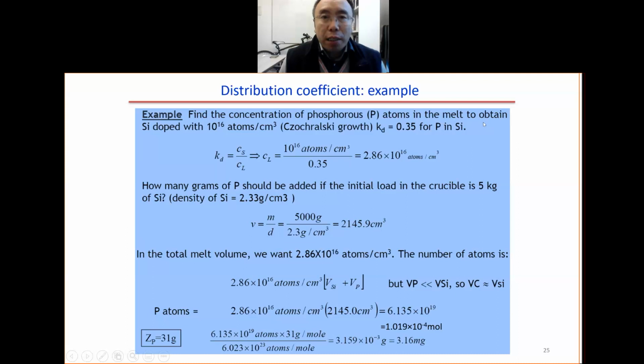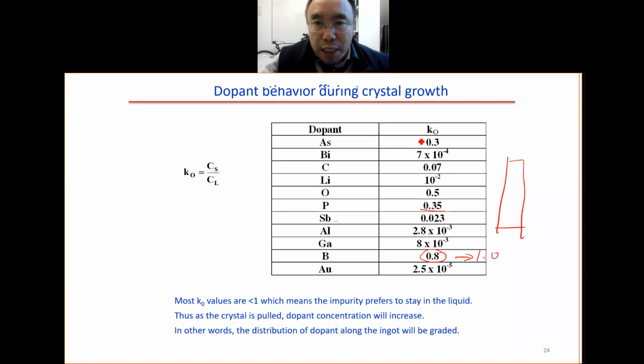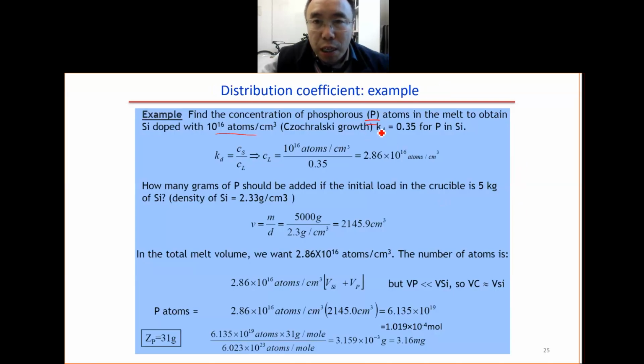So now let's give an example to calculate how much dopant we need to put into the melt in order to have a given dopant concentration in the solid. We want to find the concentration of phosphorus in the melt to obtain silicon doped with 10 to the power 16 atoms per cubic centimeter. For phosphorus, the segregation coefficient is given by 0.35. Here it is Kd, it should be K naught, 0.35.